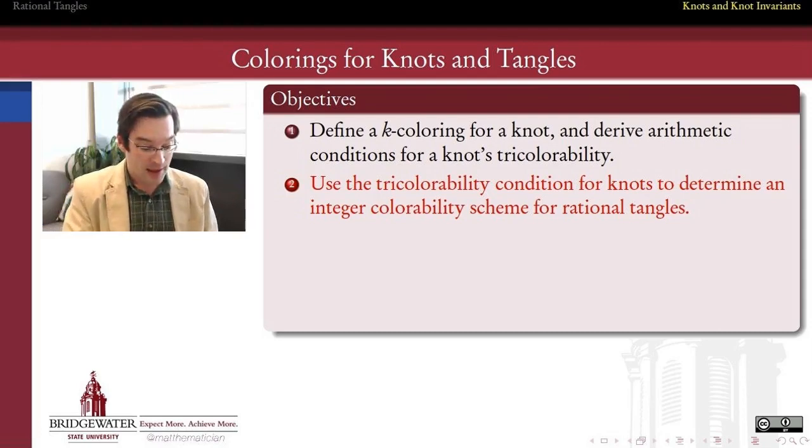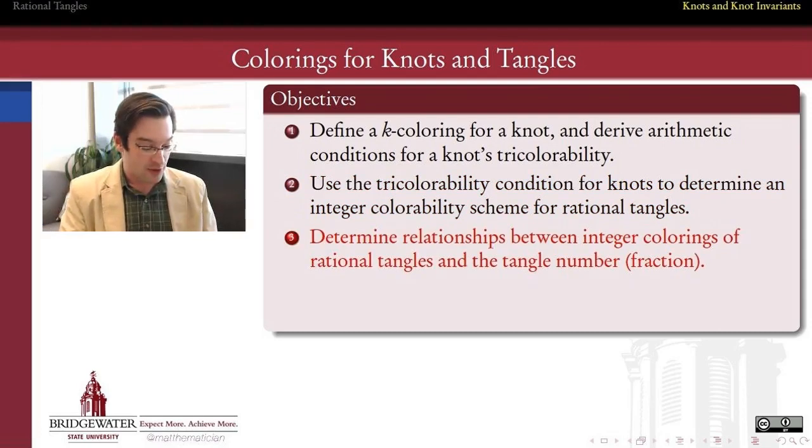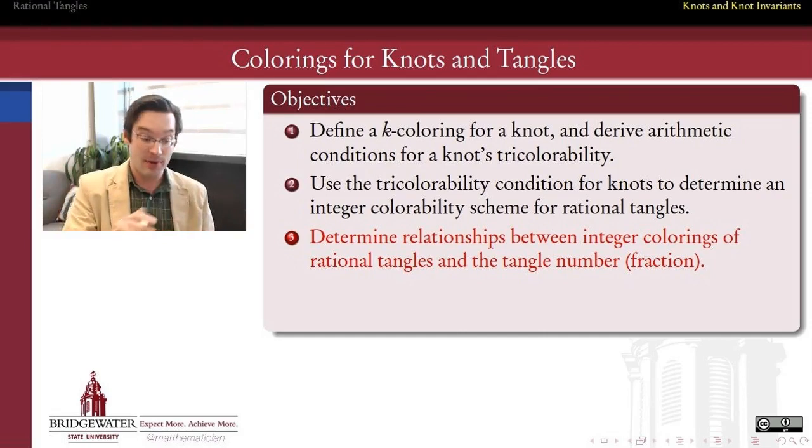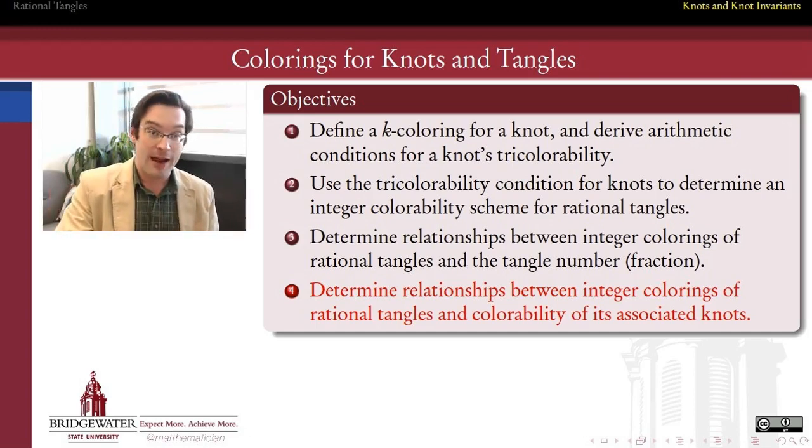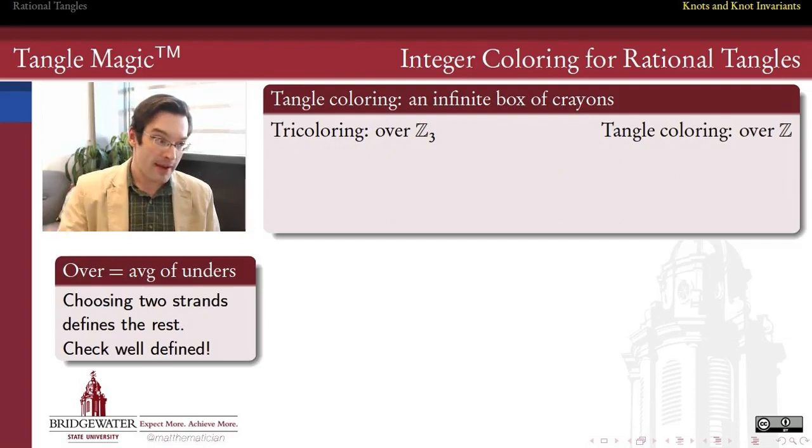So we'll do that. And then we're also going to hope to connect the colorability of a rational tangle to its tangle number. This is the big surprise. And along the way, we're going to figure out how the colorability of rational tangles relates to the colorability properties of rational knots. So what might it mean to color a rational tangle?